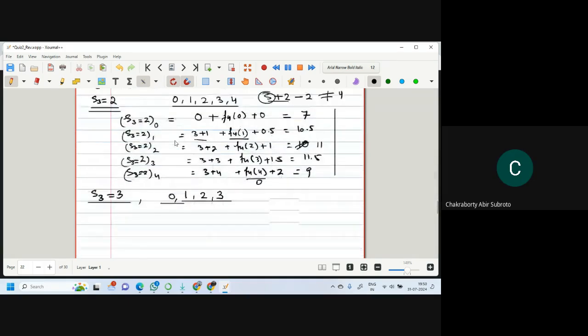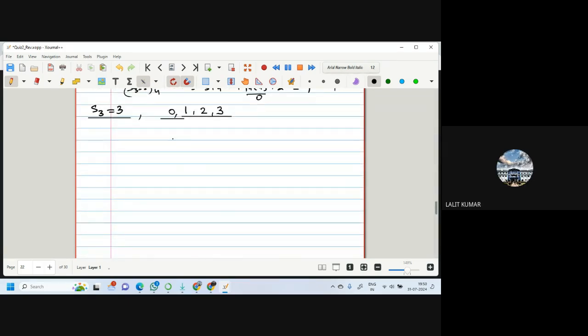Okay. So here again I find S3 is equal to 3. I order 0, so this becomes 0. This is F4(0) plus 0, this was 7. S3 is equal to 3. I order 1, so this becomes 3 plus 1. This is F4(1). I carry 1, 0.5. 4, 4.5 and this is 6, 10.5.